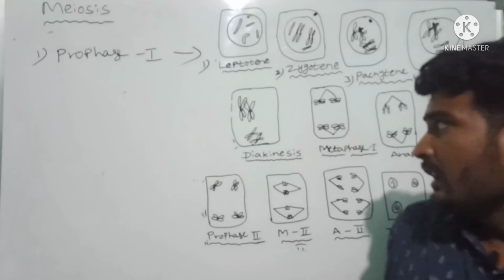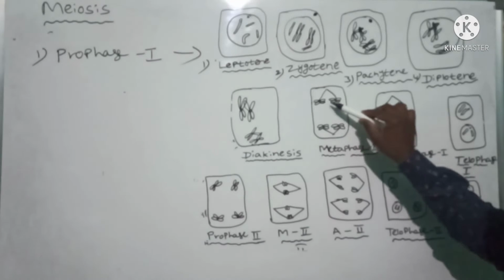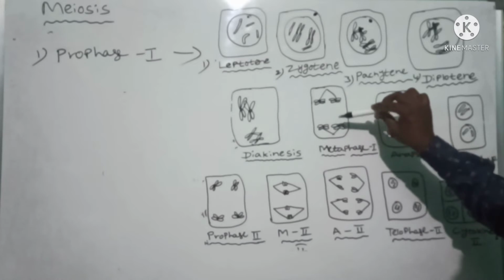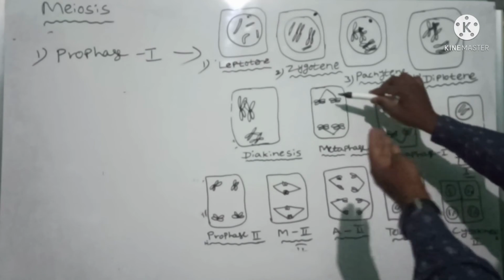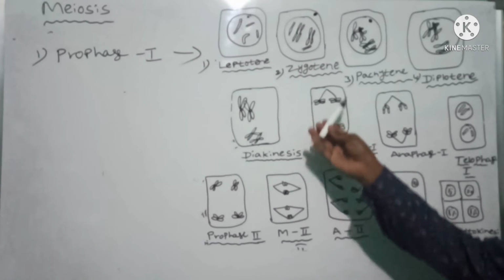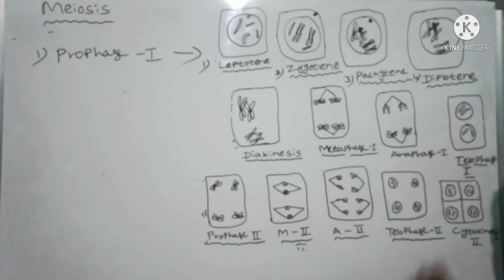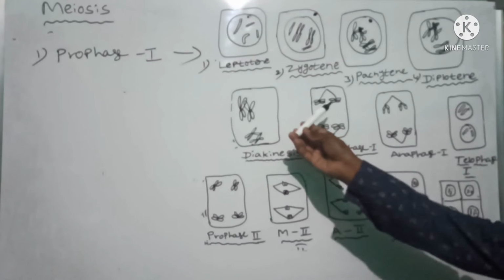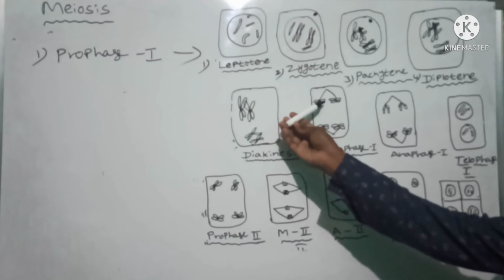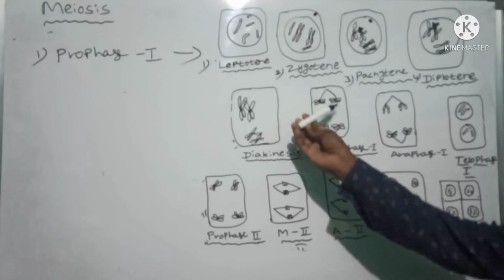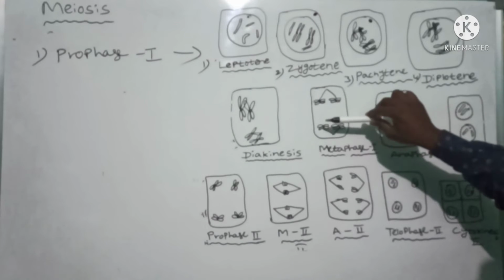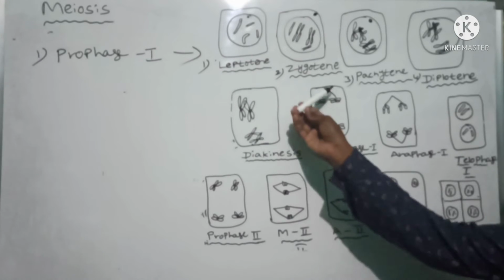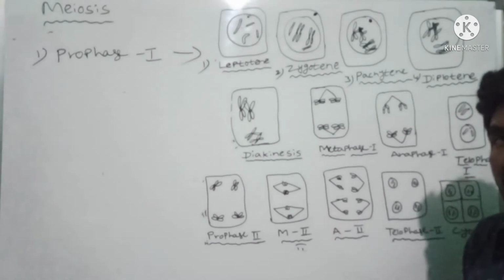In this metaphase 1, the chromosomes of the bivalent chromosomes are present on opposite sides of the equator. These chromatids are located towards the poles, and the centrioles of the bivalent chromosomes are present on opposite sides of the equator, and these chromatids are located towards the poles in metaphase 1.